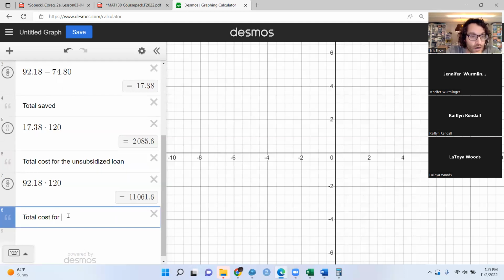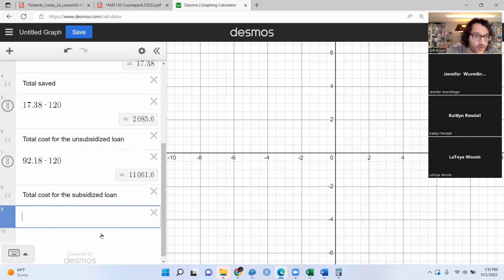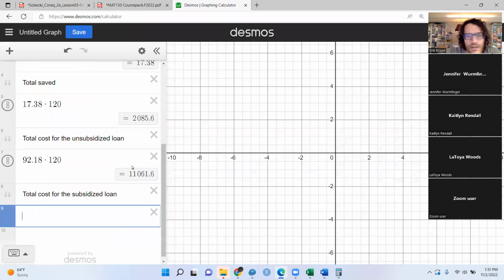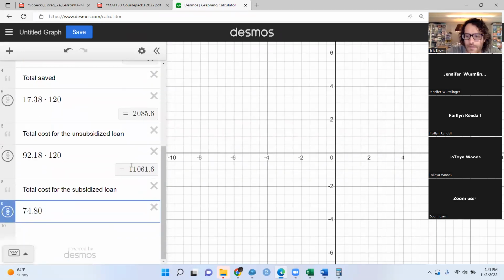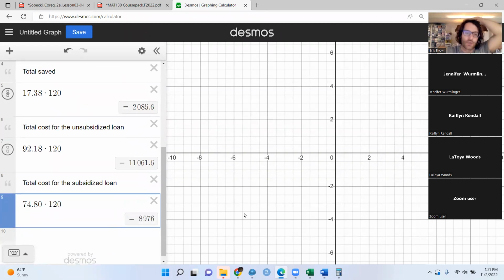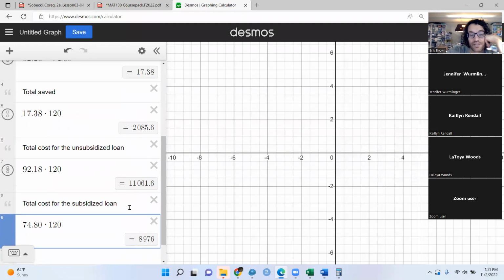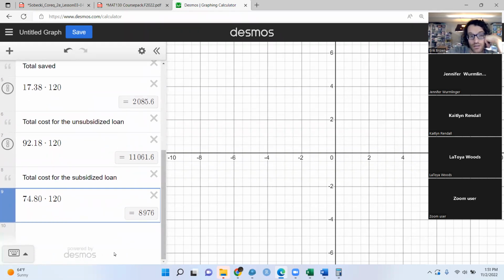And then here's the total cost for the subsidized loan, meaning the one the government paid the interest for you. That's the 74.80 times 120. So 8,976. Not quite as bad, not quite as extra, right? Obviously, you want the subsidized loan because of the total savings. That's the 2,085.60.